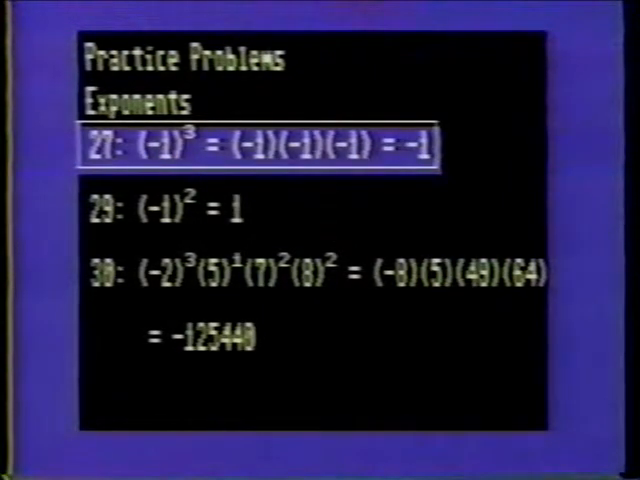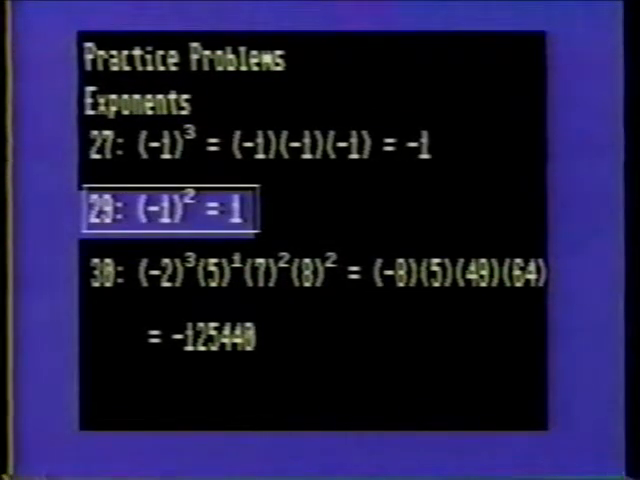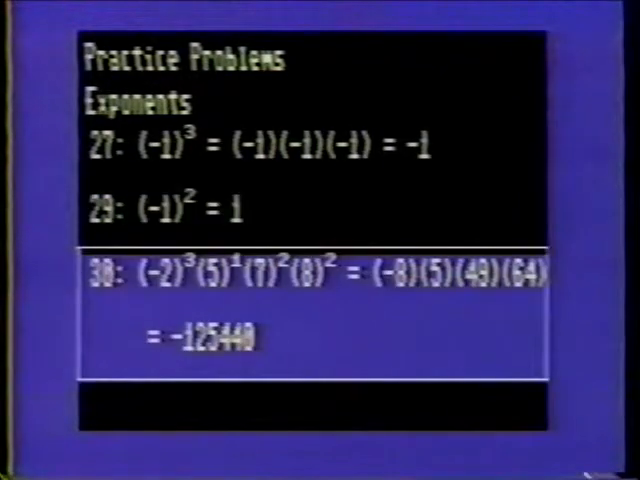Problem 27. Since 3 is an uneven number, the final result will be negative. Thus, negative 1 times negative 1 times negative 1 is negative 1. Problem 29. Since 2 is an even number, the final result will be positive. Negative 1 times negative 1 is positive 1.